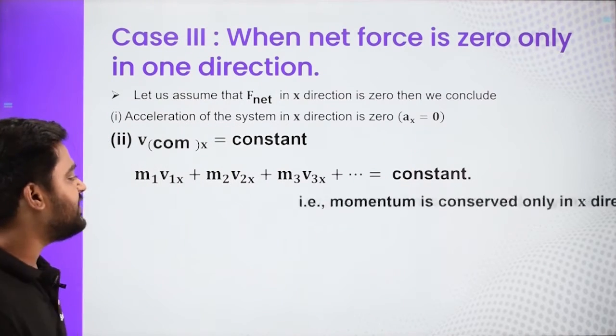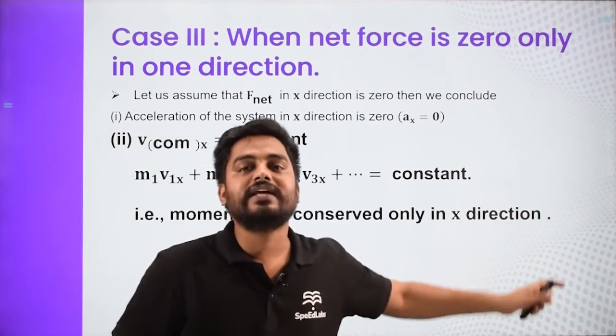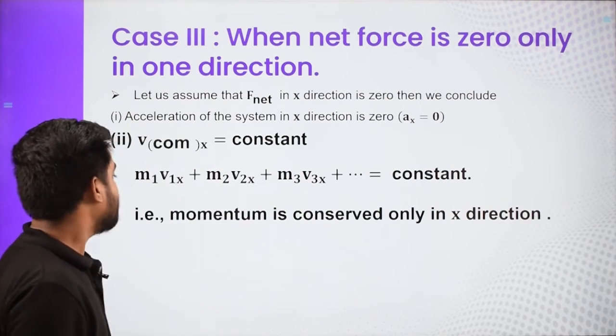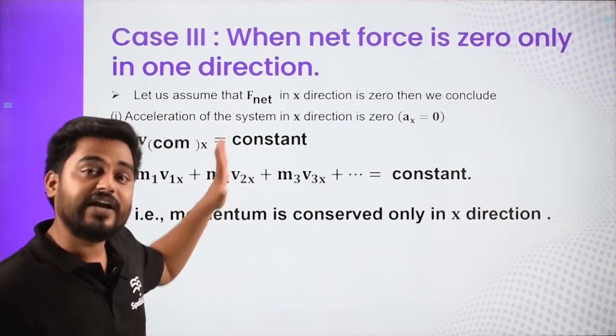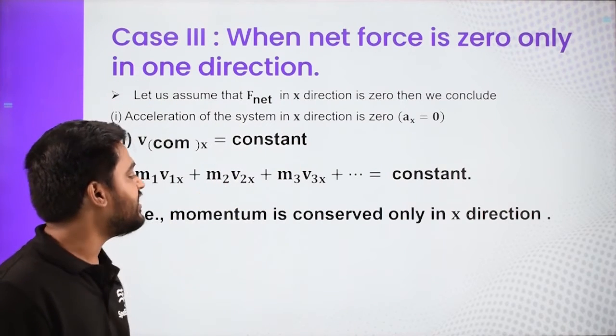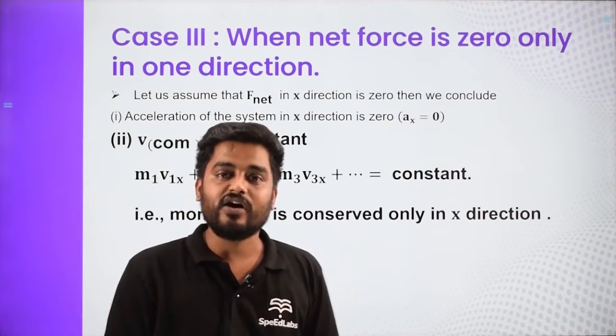What does that mean? That means that momentum is conserved only in the x direction. So once we know that momentum is conserved in only the x direction, if the net force is 0 along the x direction, then we can conserve the linear momentum along the x direction.